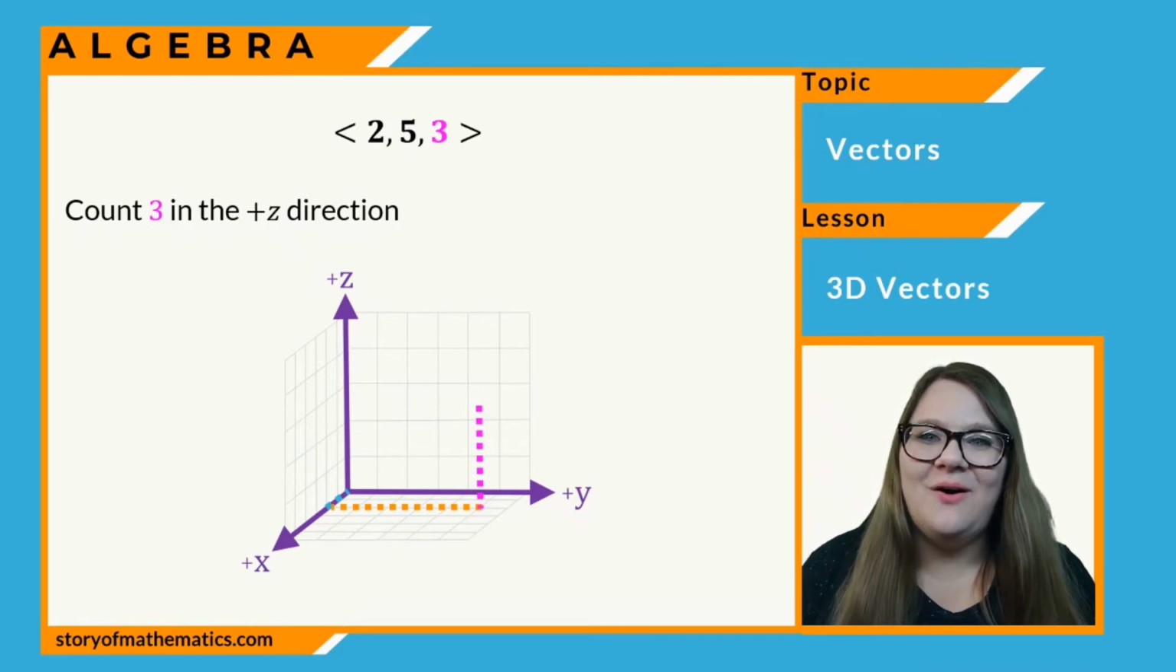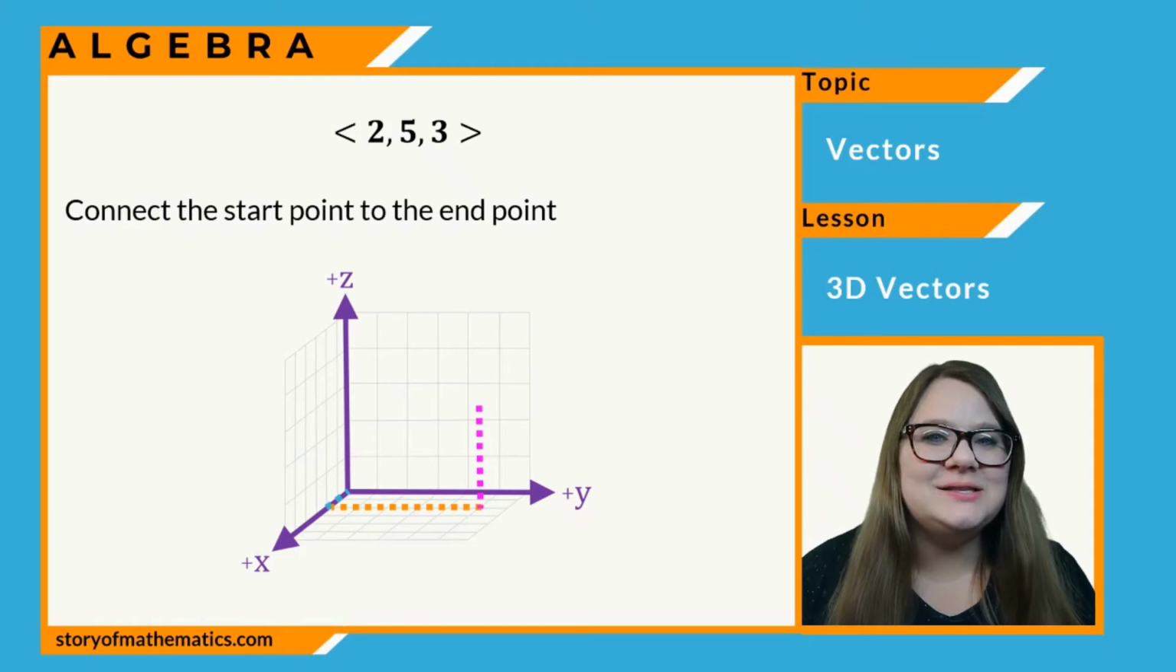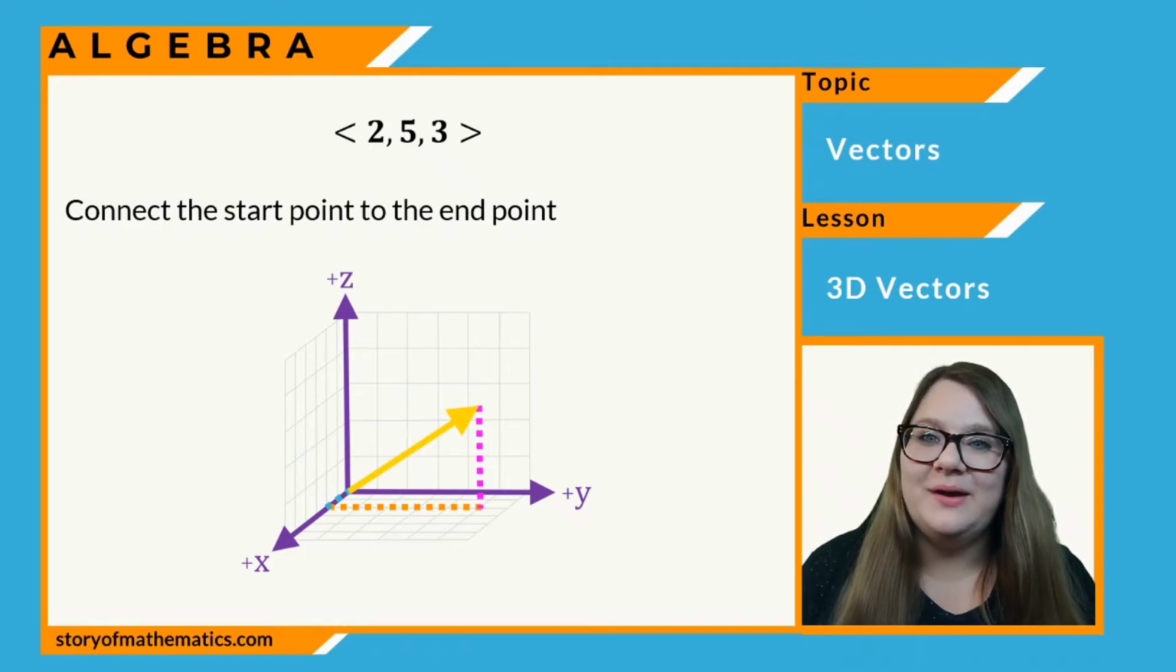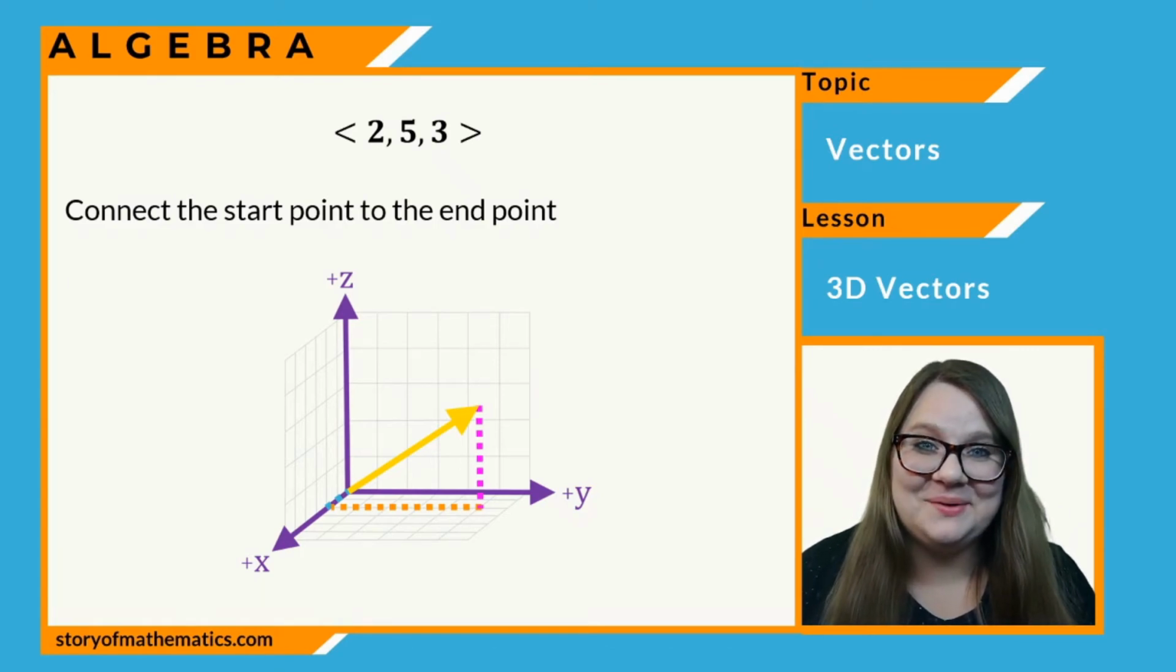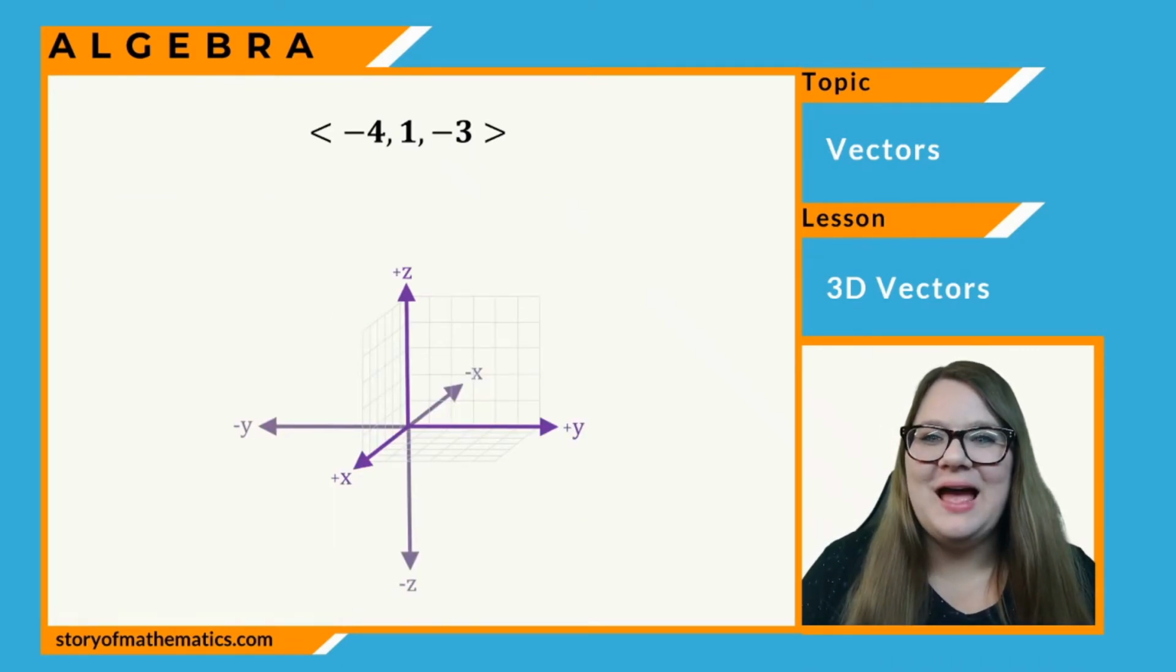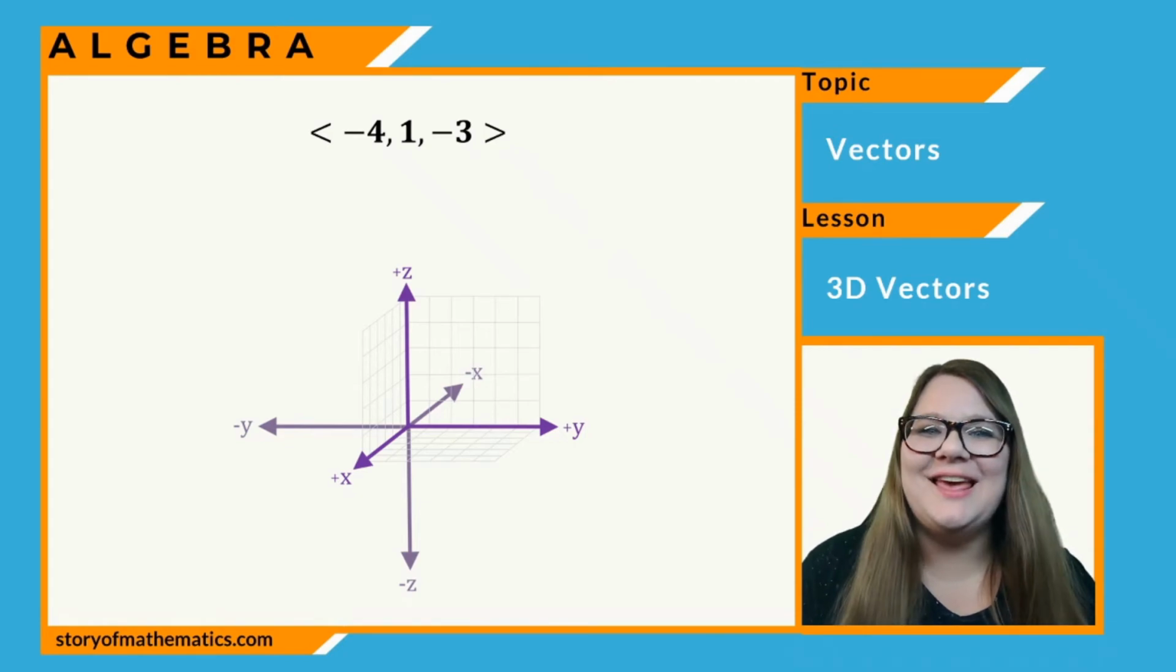Now that we've figured out all three components, we're going to connect the starting point to the ending point. And this is the final vector, 2, 5, 3. Let's try another one. How about -4, 1, -3?